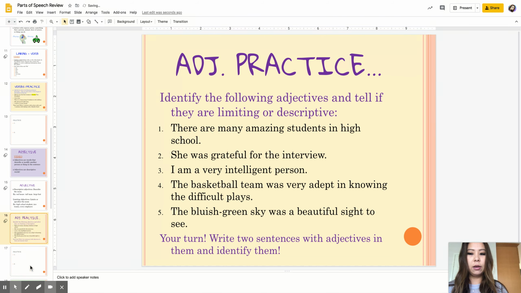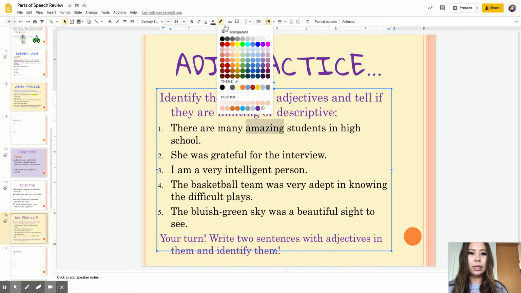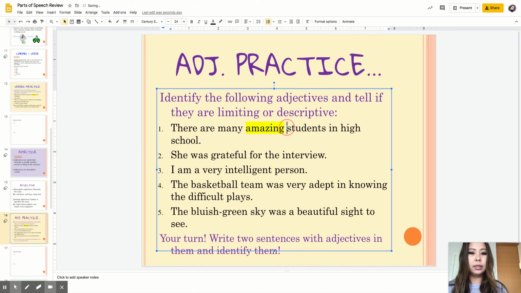Actually, I should move that up. We should practice before doing it. So here is an example. There are many amazing students in high school. The word amazing is an adjective because it describes the students, which are nouns.